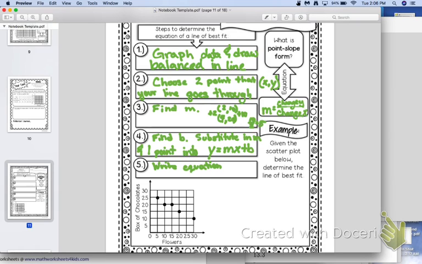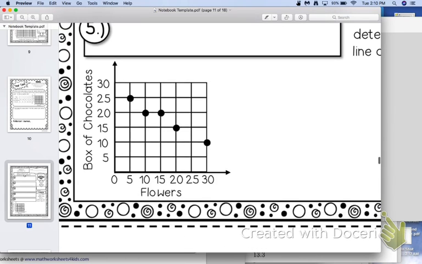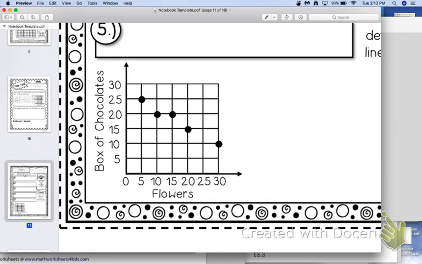Okay, so let's look at this. I'm going to zoom in for just a second, and what we're going to look at is specifically that box of chocolates to flowers. All right, so now I can see that yes, this makes a linear equation because I can put in a line. Now, some lines are better than others, so let's talk about this. I'm going to just draw in a couple of lines with my straight tools, and we'll talk about each one.